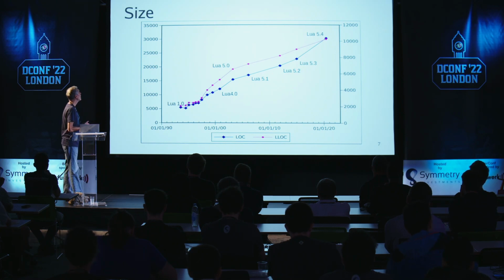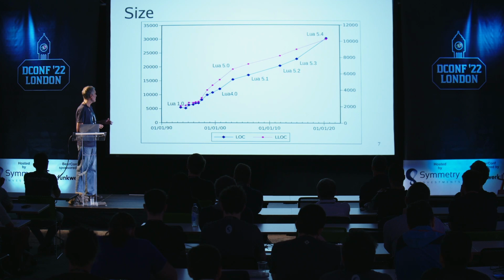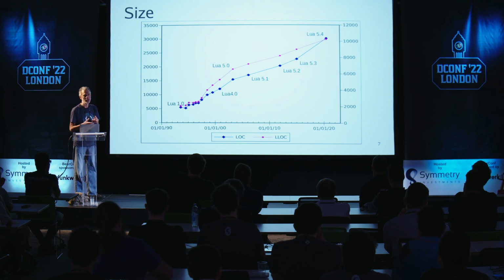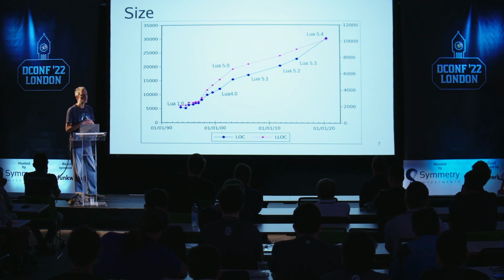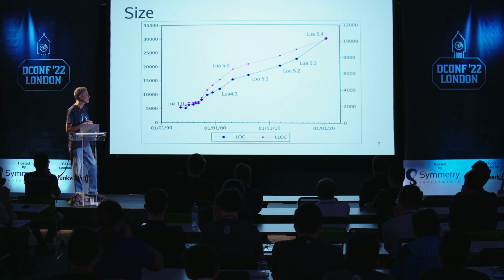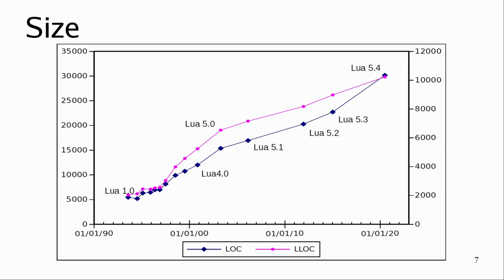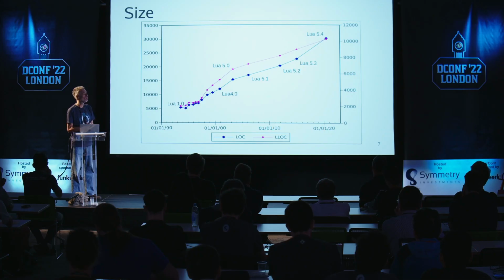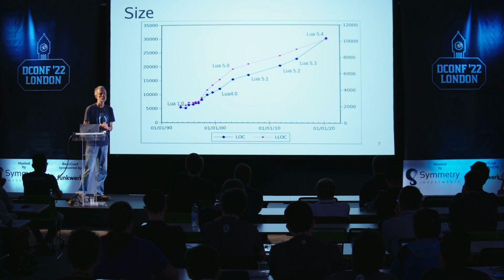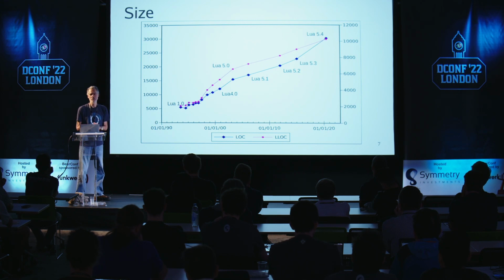The size of the language, this is a graph of the number of lines. This is real lines, and there is logical lines. It's that kind of, I think we count the number of semicolons in the C code. So this evolution of Lua, it started with around 5,000 lines. Now it's near 35,000, so it grew a lot, but it's still a very linear growth. This is over a period of almost 30 years now.